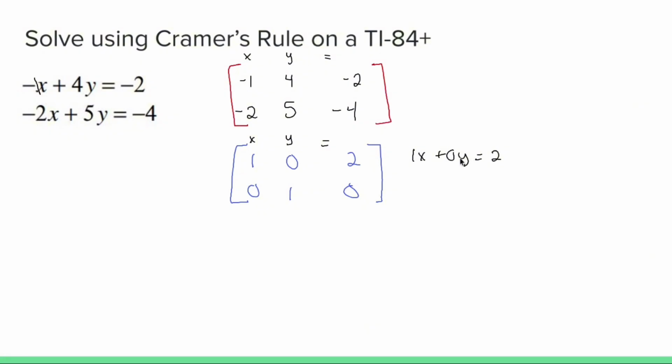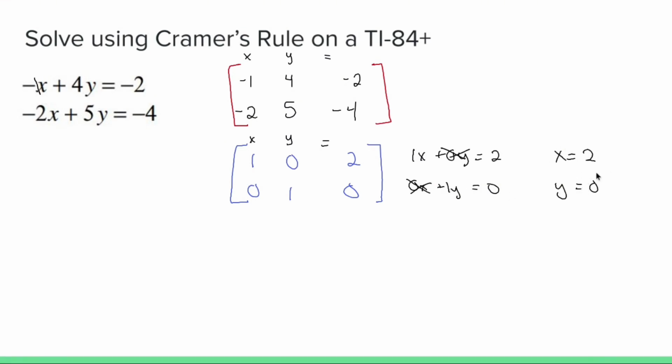Now, we can clean this up. That 0y is useless. That 1 in front of the x is also useless, so x equals 2. Oh, how nice. That's half of our answer. And this row right here says 0x plus 1y equals 0. The 0x is useless. The 1 in front of the y is useless, and you end up with y equals 0.